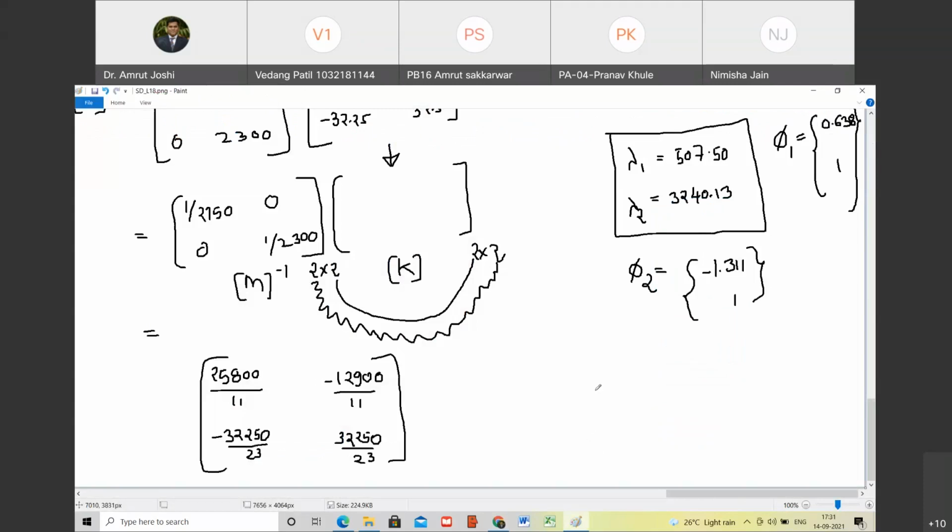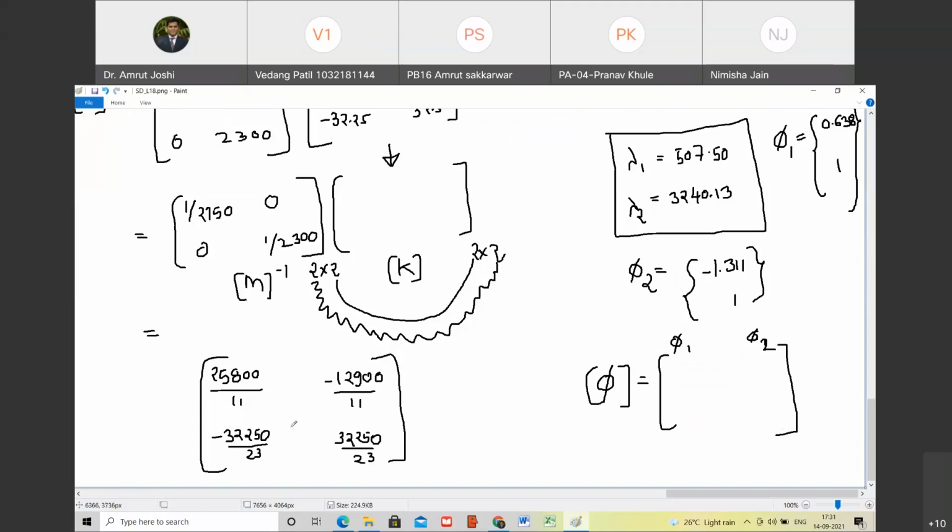Yes. And now I am going to define a new matrix, which is the phi matrix, where I arrange the eigenvectors corresponding to all the eigenvalues in sequential fashion. So I am going to have phi 1 here and phi 2 here. Are you with me?